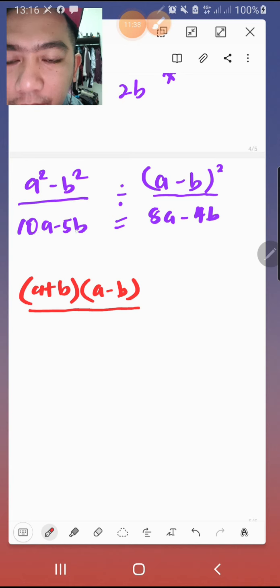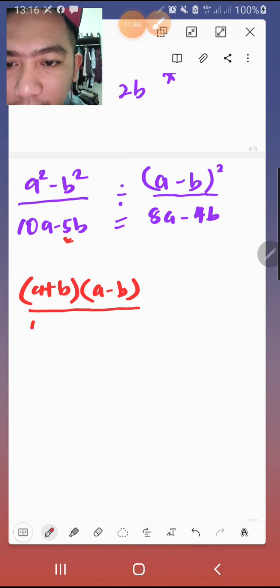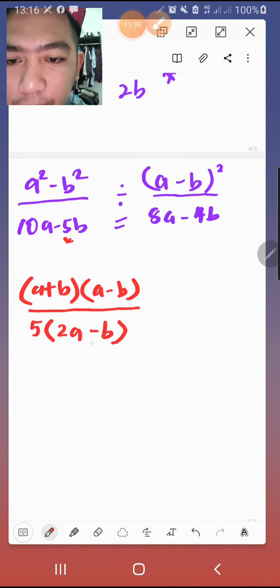So this one, 10a minus 5b, how to factorize? Take the smallest number, because 5 is a factor of 10. So 5 times, how to get 10a? So times 2a. 5 times minus b. So when you expand again, you will get this one.